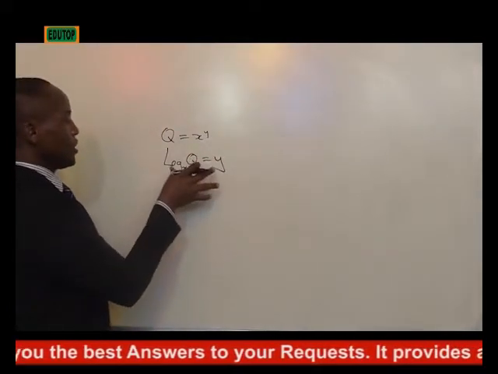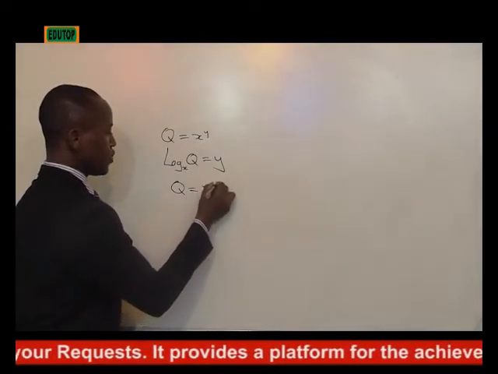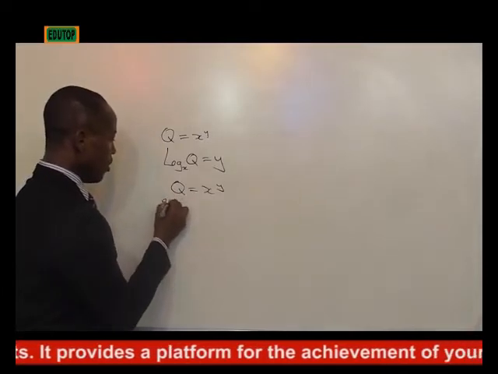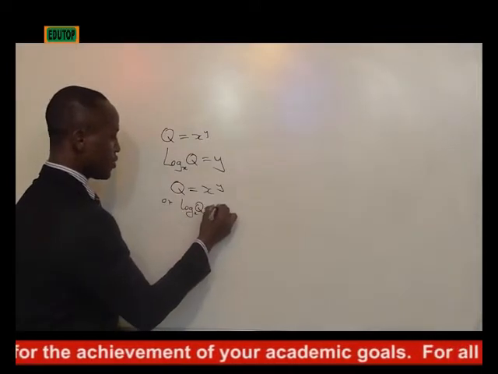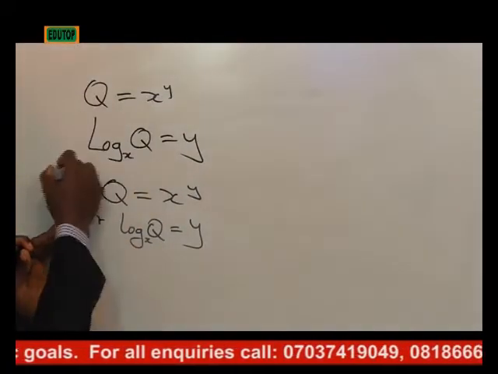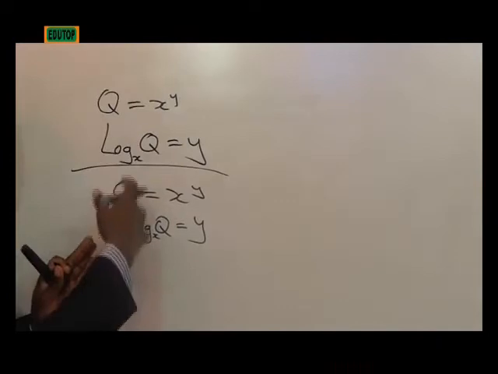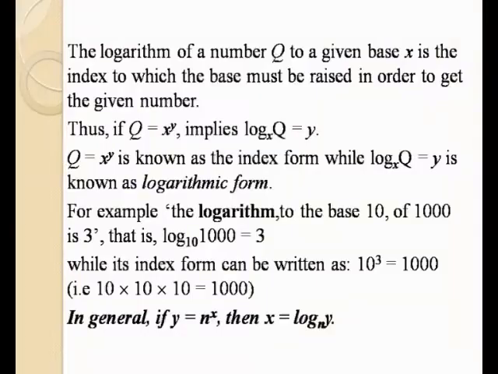If you are given a question in this format, you can easily say that q is equal to x raised to power y, or log q base x is equal to y. Some questions usually play around this. That is, examiners usually play around this in testing students. q is equal to x raised to power y is known as the index form, while log q base x equals y is known as the logarithm form.